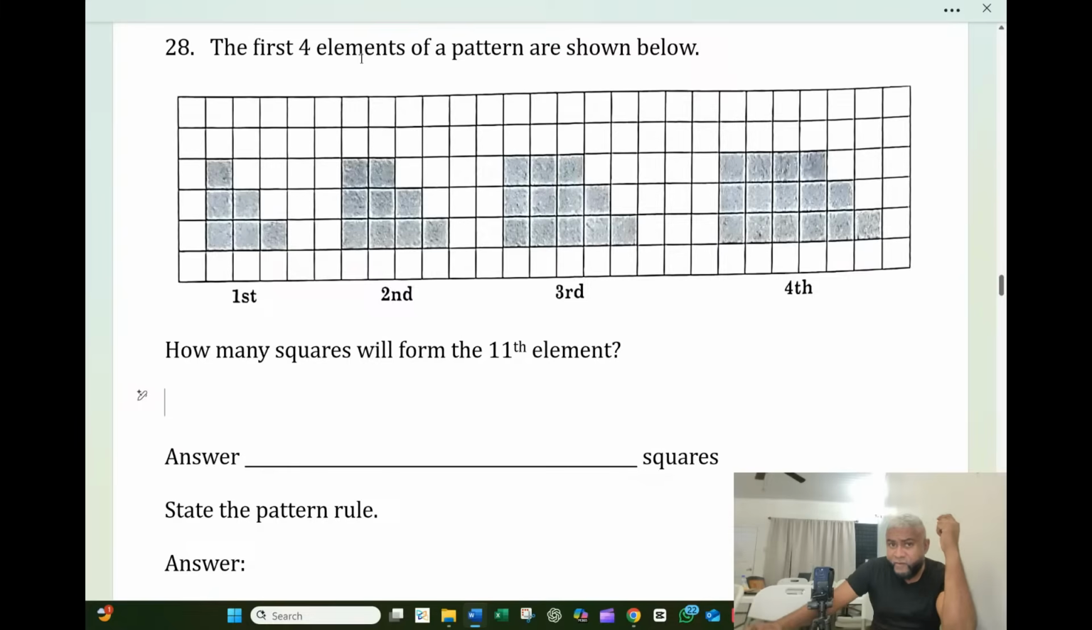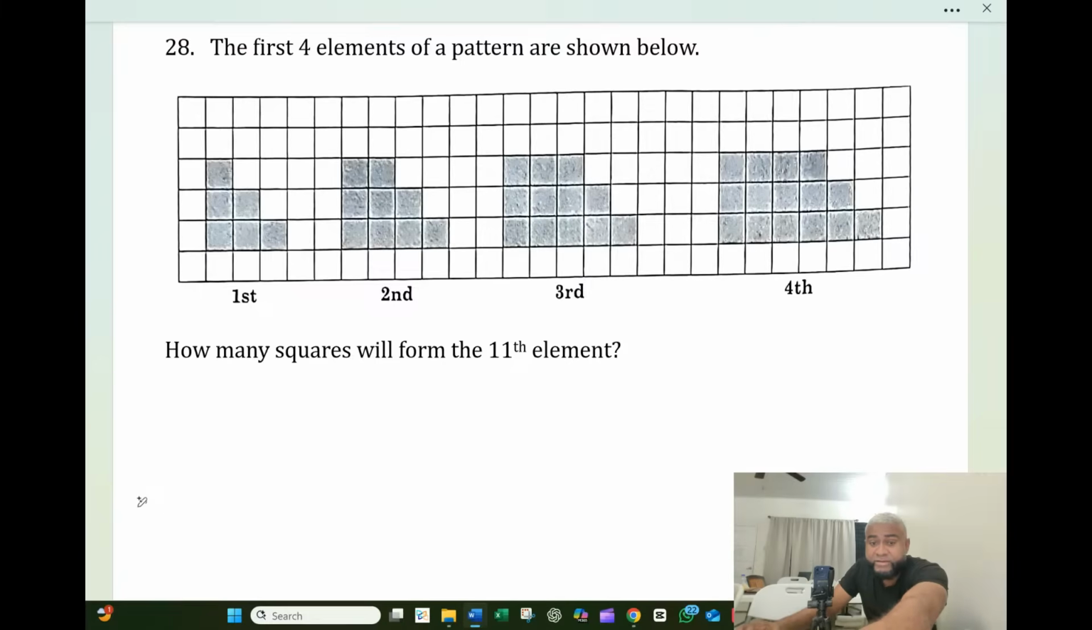So the first 4 elements of the pattern are shown below. How many squares will form the 11th pattern? That 11th pattern is somewhere quite down the road, right? So let me see if we could figure out what's going on here. So this one here, right?